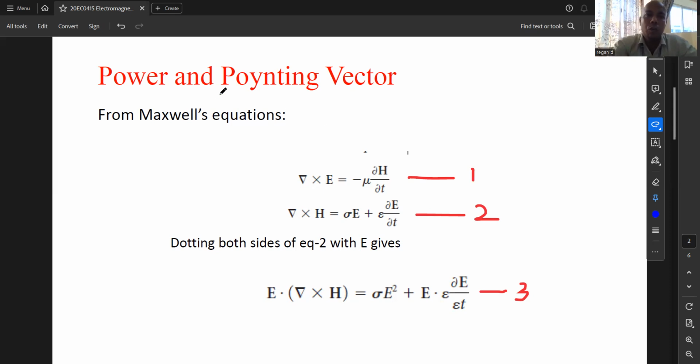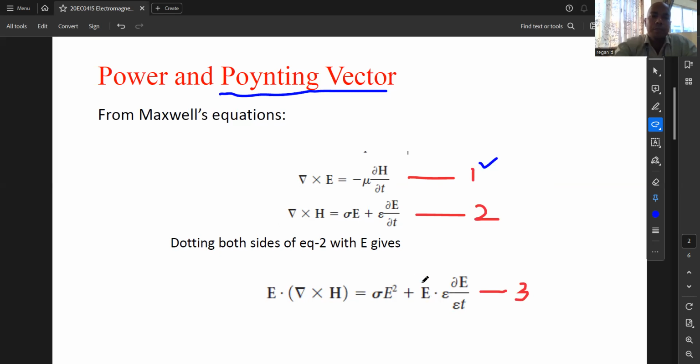This Poynting vector we will derive from Maxwell's equations. Now I'm taking here two Maxwell's equations. Equation 1: del cross E is equal to minus mu dou H divided by dou T. Equation 2: del cross H is equal to sigma E plus epsilon dou E divided by dou T.